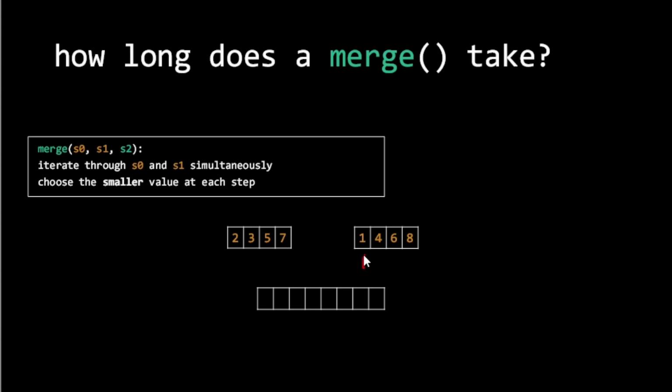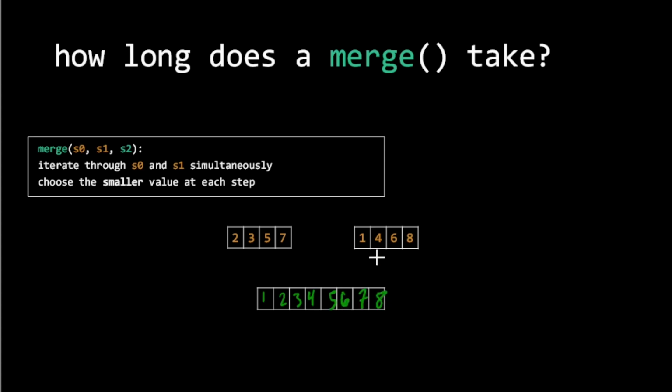Remember, you have these pointers at the starts. One is less, so we're going to choose 1, then we'll choose 2, 3. At this point, our pointers will be at the 5 and at the 4. So we'll choose the 4, then we'll choose the 5, and then you guessed it, we'll choose the 6, the 7, and then the 8.